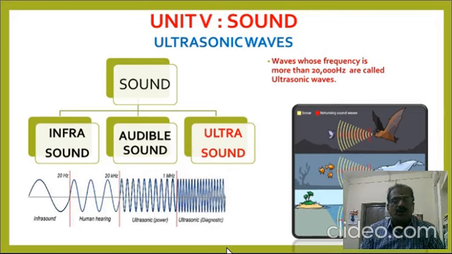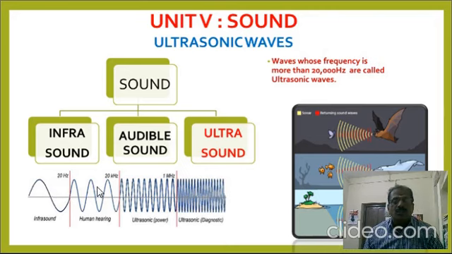Infrasound has a low frequency, the audible sound has a frequency between 20 Hz and 20,000 Hz, and the ultrasound has a frequency of more than 20,000 Hz. So that is called ultrasound. Waves whose frequency is more than 20,000 Hz are called ultrasonic waves. Here you can see the infrasound, where the wavelength will be more, and at the same time the frequency will be less.